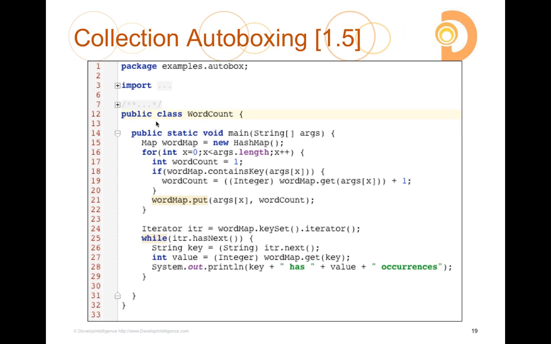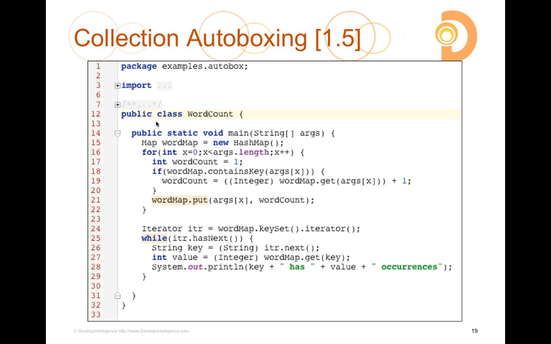Auto-boxing and auto-unboxing obviously comes into play when I'm dealing with collections. Here's a real simple example where I've got a hash map. A hash map is just a collection of key-value pairs. Generally, my key and generally my value are both objects. Again, prior to 1.5, if I wanted to store numerical values as a value in the key-value pair of a hash map, I would have to convert that literal value into a reference and then place the reference into that hash map.